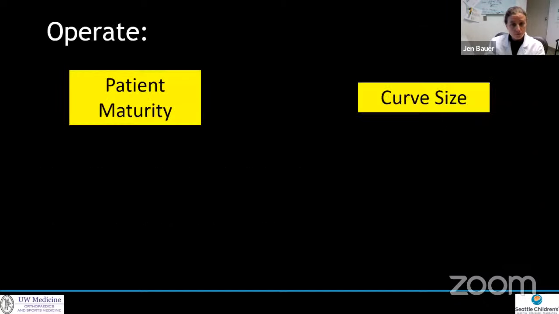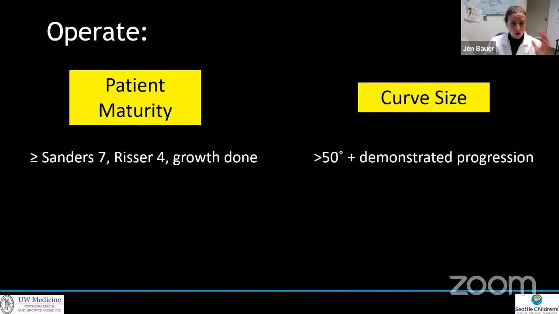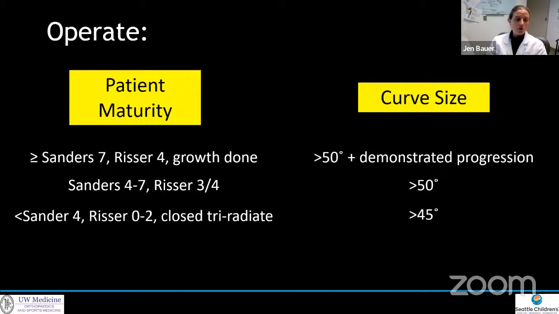So when we do operate, we're talking about the patient's maturity and their curve size. Again, it always comes back to this. So if somebody is done growing, but they have a curve over 50 degrees, and it's shown that it's going to be one of the majority of the curves over 50 degrees that keeps getting bigger, we'll operate. We'll do a posterior spinal fusion. If they're younger still, but beyond their major growth spurt, so Sanders 4 or higher, RISR 3 or 4, and a curve over 50 degrees, that's an operation. That's something we'll offer a posterior spinal fusion, whether they've had progression or not, because we know they still have growth left, so it's going to progress.